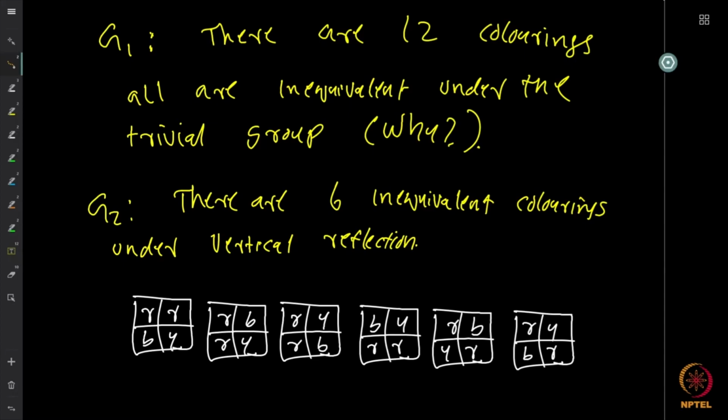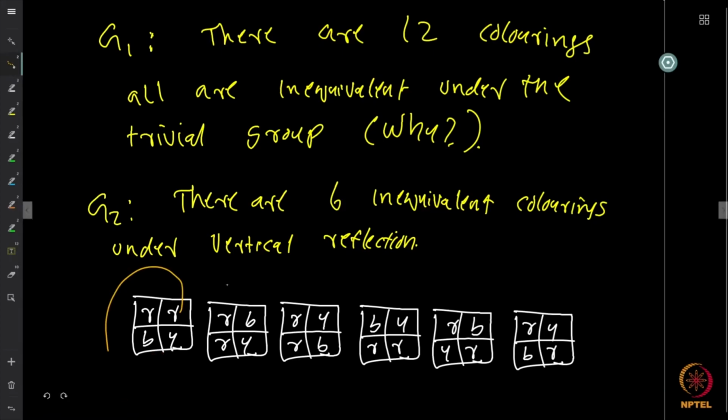Then G2 is the group where we allow the vertical reflection. Under vertical reflection, we can see that there are 6 inequivalent colorings. Why is this? For example, under the vertical reflection, you have RRBY, and if you put a reflection, then you have RRYB also. So RRBY and RRYB belong to this particular one class.